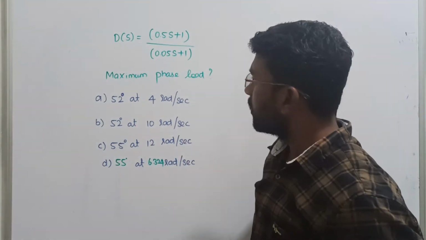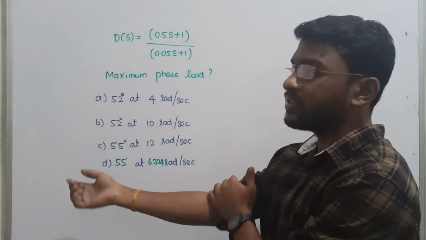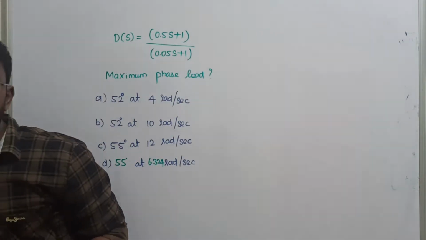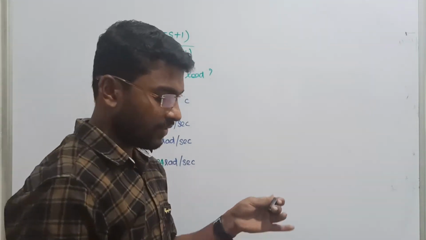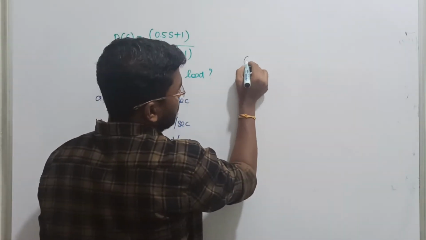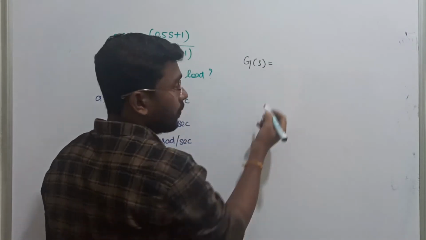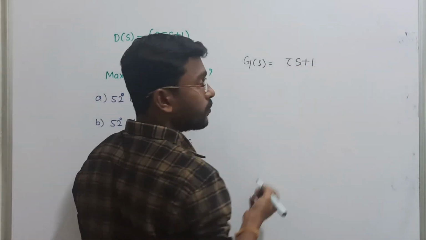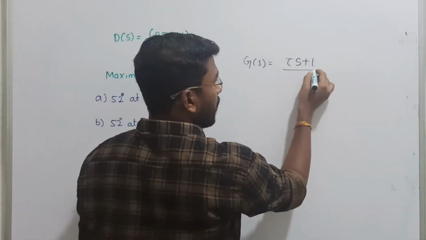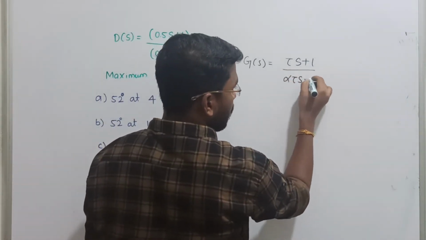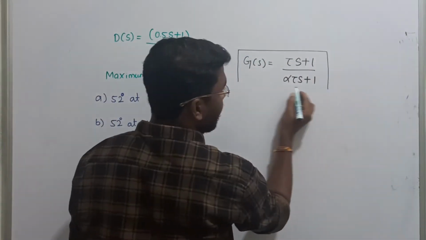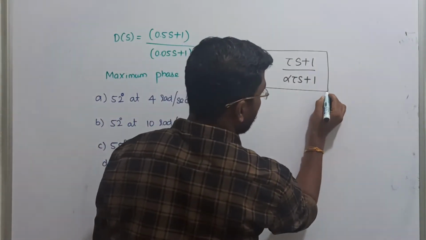The given question itself says phase lead compensator, and we already saw some general definitions for the phase lead compensator. First, the general representation of the phase lead compensator, I hope you all remember: tau s plus 1 is what I kept in the numerator, and the denominator was written as alpha times tau s plus 1. That is the general representation of lag and lead compensators. We have observed that already.